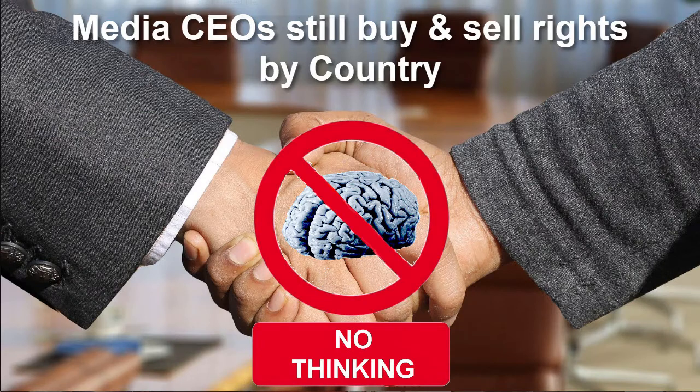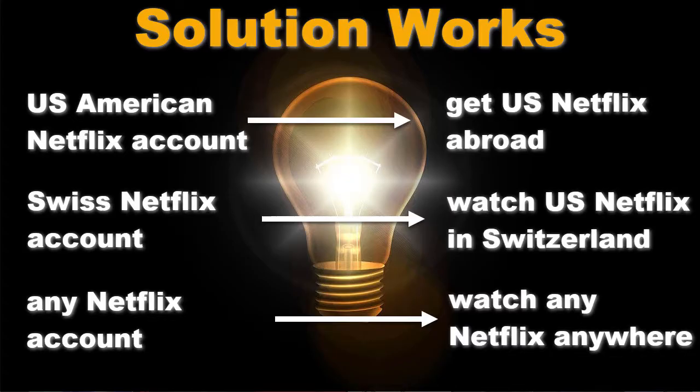Why is this? Well, because media CEOs still buy and sell rights by country. So every country has a different media library on Netflix because they have to negotiate TV show and movie rights for every country. That's why they try to produce so many TV shows and movies by themselves, so they don't have this problem. And by the way, this solution works no matter where you got your Netflix account.